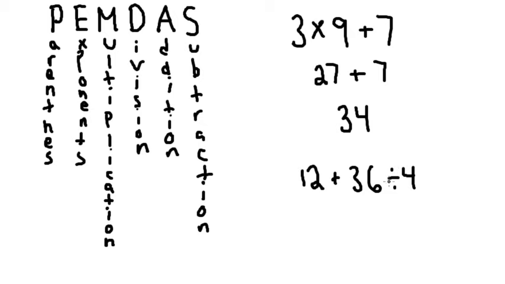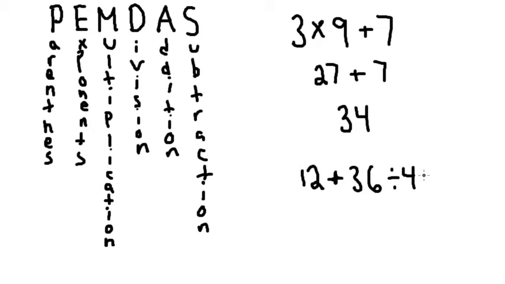So we have two operations here. One is addition and one is division. So which one do we come up on first? No parentheses, no exponents, no multiplication, but we have division. So we need to do division first.